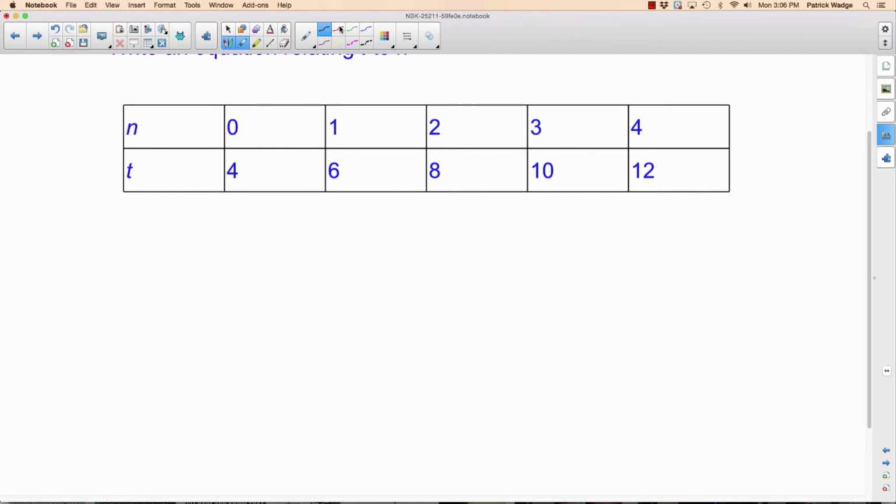So what's the first thing we should do? We should look at our t's and see what the difference is. Well, that goes up by 2, and that goes up by 2, and that goes up by 2, and that goes up by 2. So we know it's a linear relation. We'll talk about linear relations later, but we know it's a pattern because it's going up by the same amount every time. We're repeatedly adding 2. Well, wait a minute. Repeatedly adding 2 is the same as multiplying by 2.